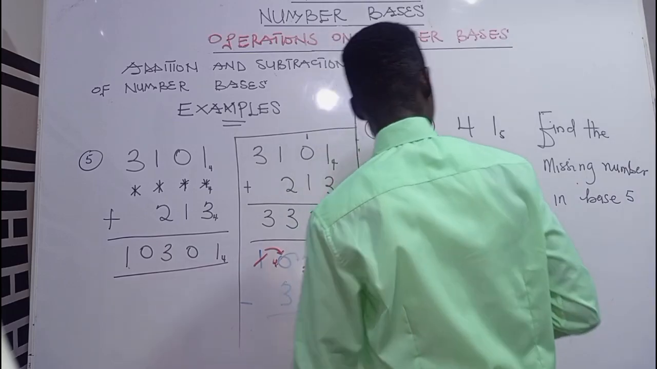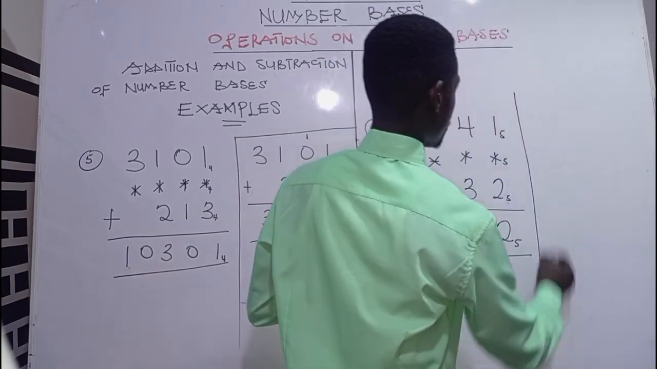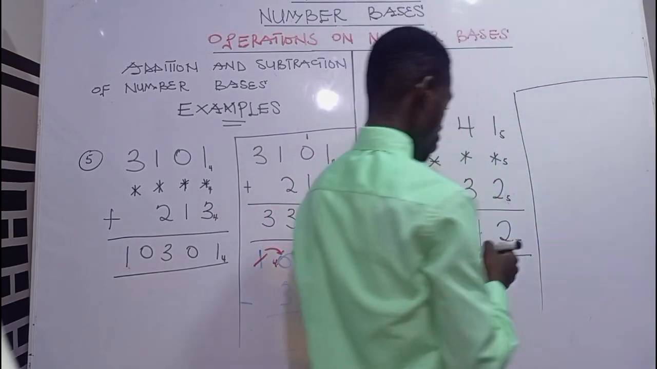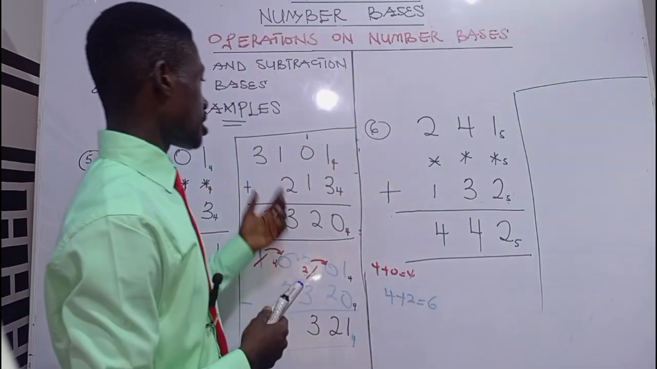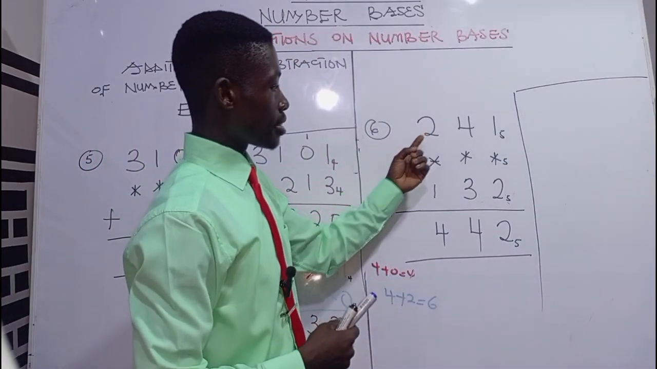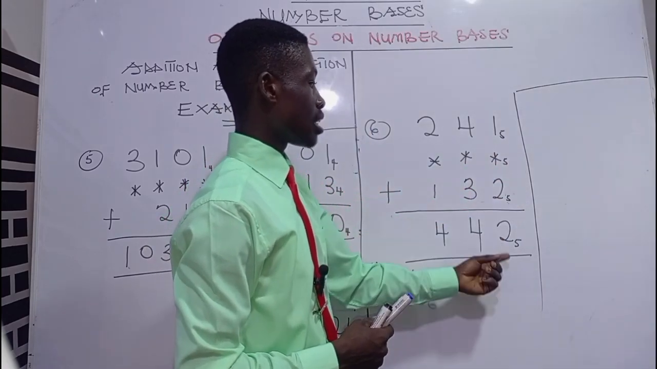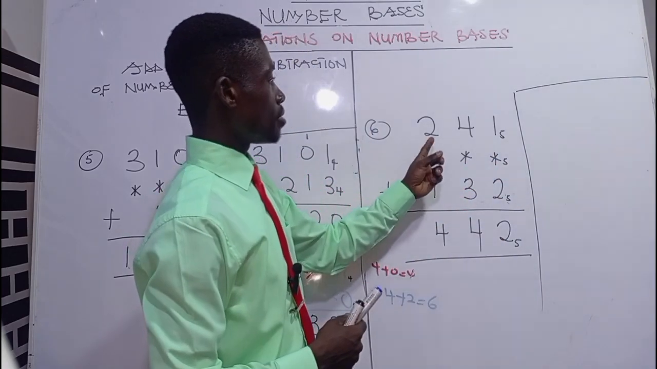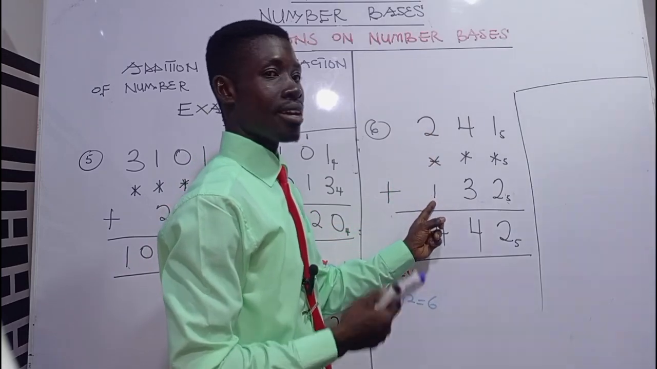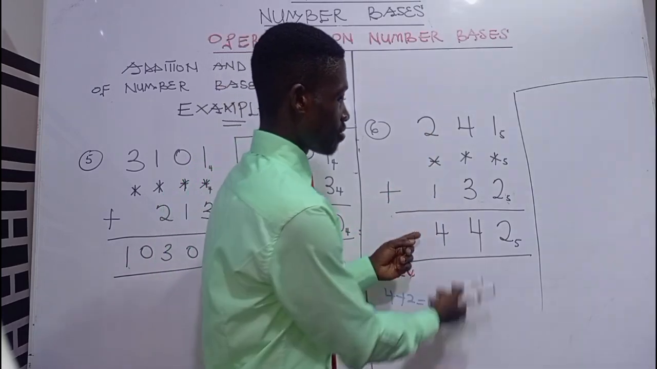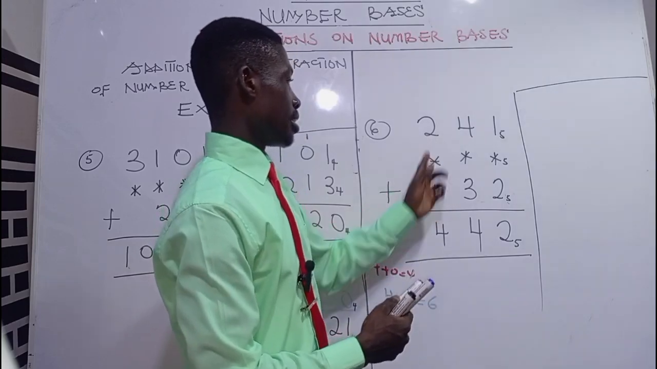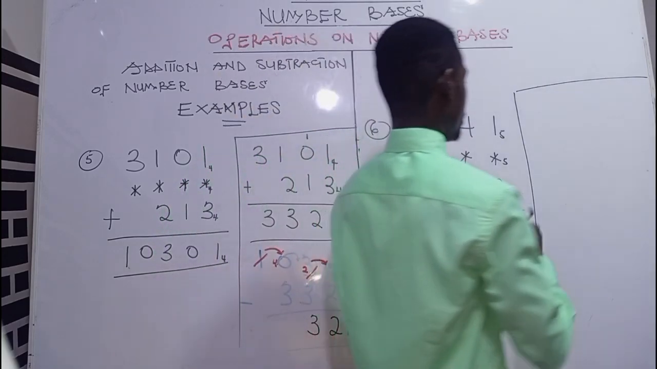So let's solve it together. We are going to apply the same concept here. We are going to add this number to this number. Remember, we are working in base 5. All these numbers are in base 5. So we are going to add this number to this very number. The result that we get is subtracted from the final answer. So let's add these two numbers together.